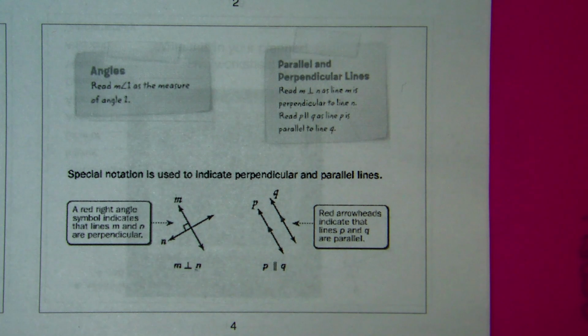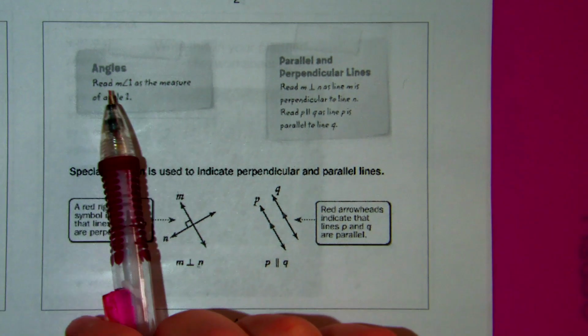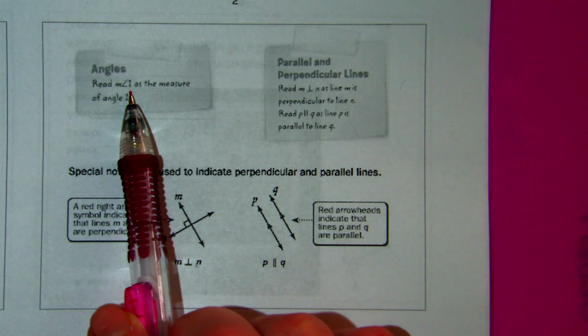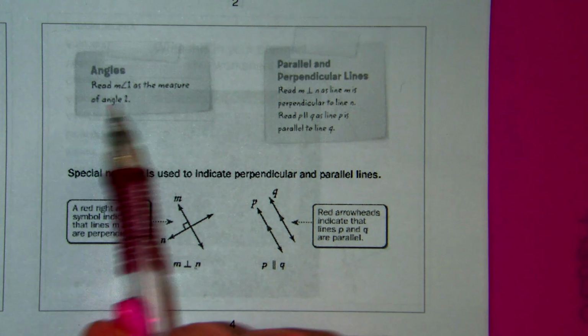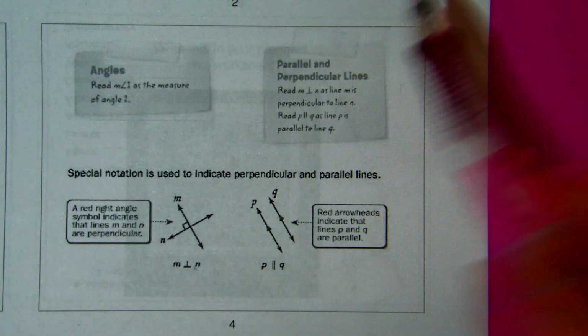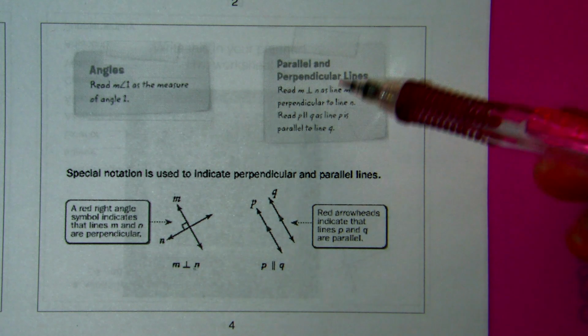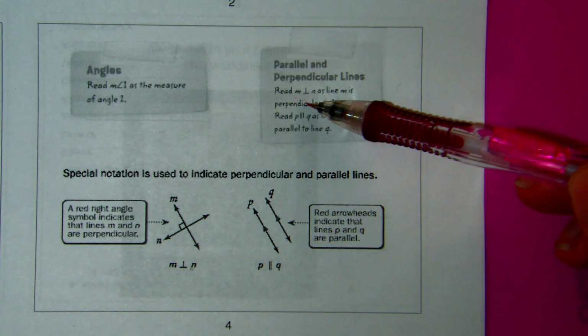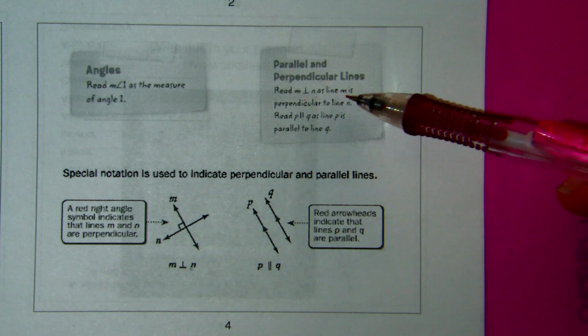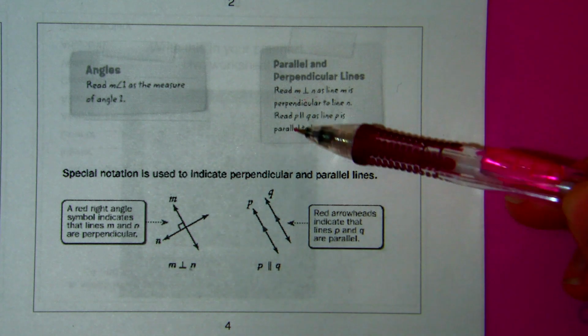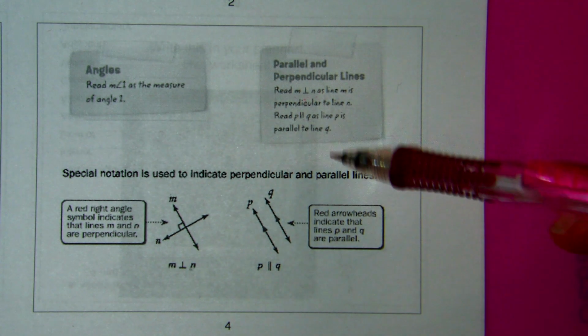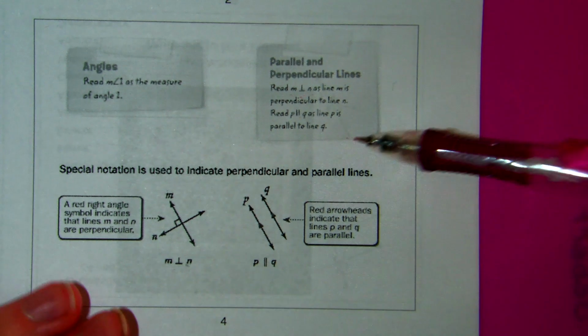So on slide 4, it just said angles. Read the m angle 1 as the measure of angle 1. That's how it's read out loud in math. Parallel and perpendicular lines. Read m, that sign, n, as m parallel to n. Read p parallel to q as p is parallel to line q. So they're just telling you how to read those things.